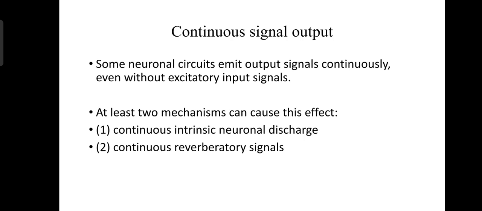This type of neuronal circuit is called continuous signal output. And this continuous excitation is because of one of two mechanisms. Either it has a continuous intrinsic neuronal discharge, similar to the one in the cardiac cells, or it has continuous reverberatory signals that are resistant to fatigue.